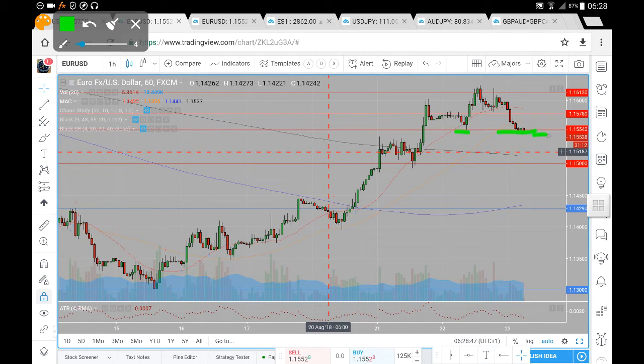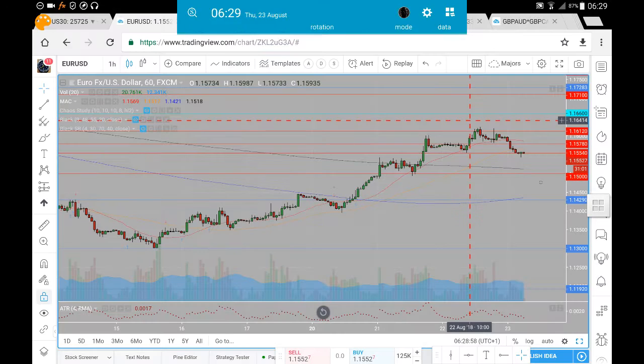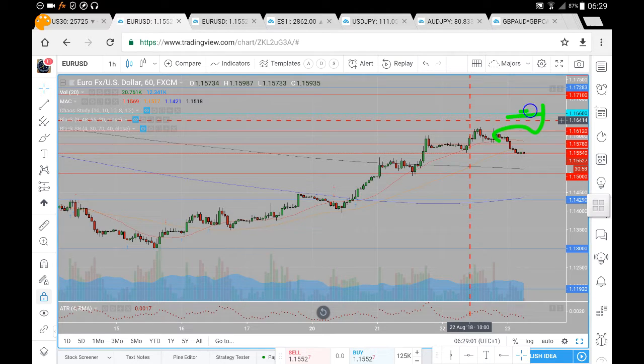So we'll see if this 1554 does hold for support for a move back up towards our 1578. Successful break from which we're looking for a move up towards our 1612. And if we do see price momentum bring us beyond the 1612, we'll then be looking for prices to head up towards that 1660. Successful break from which we're then looking for prices to head up towards that 1710.